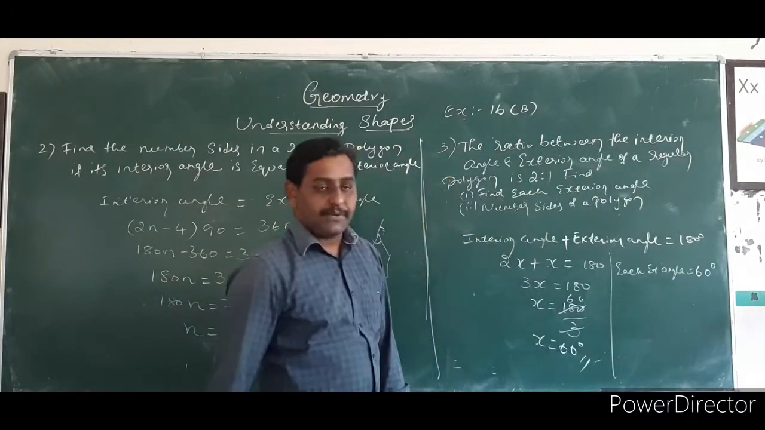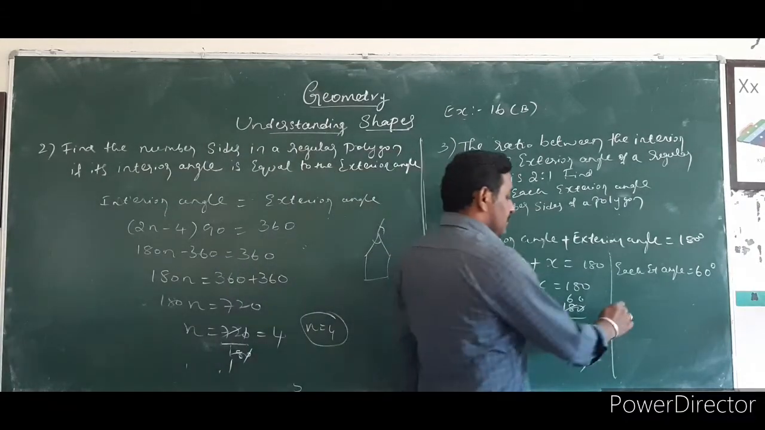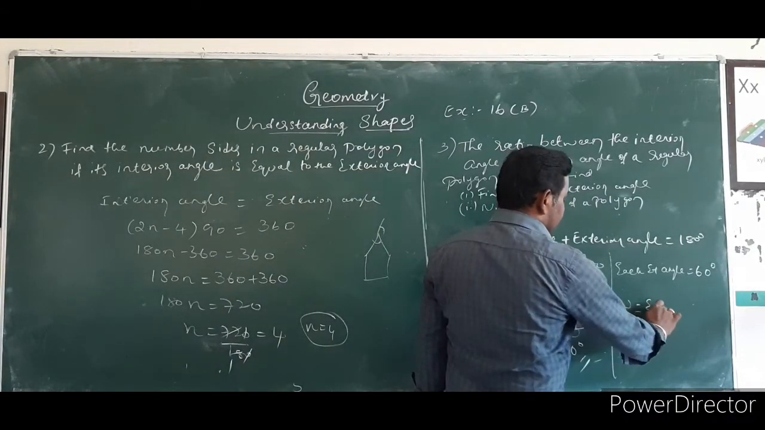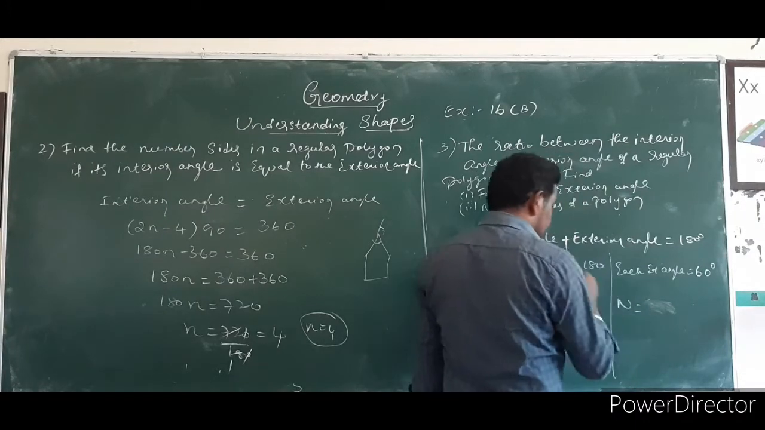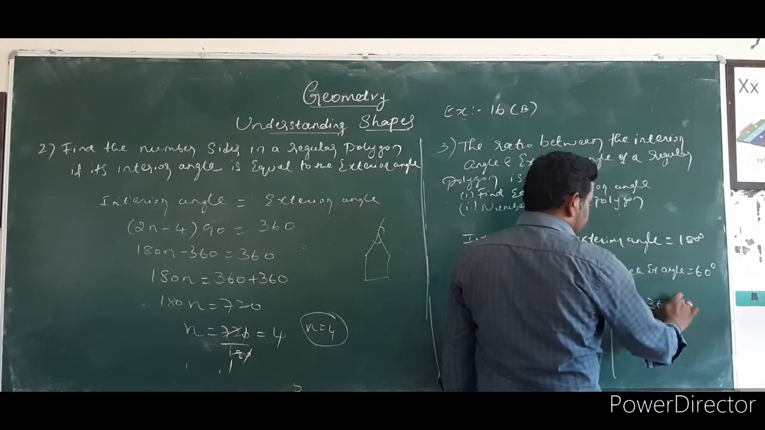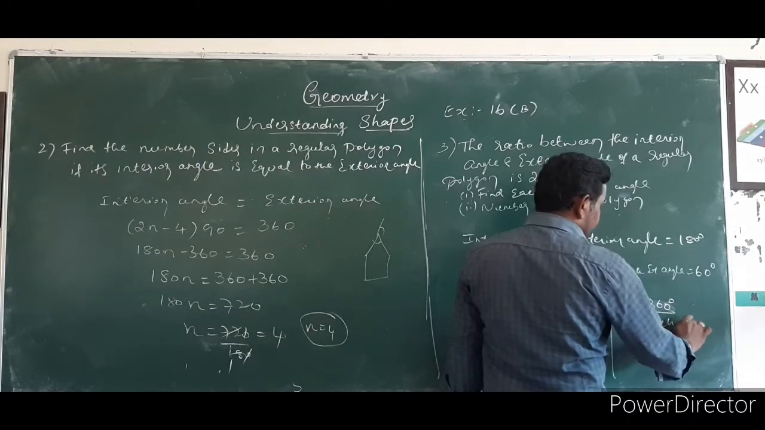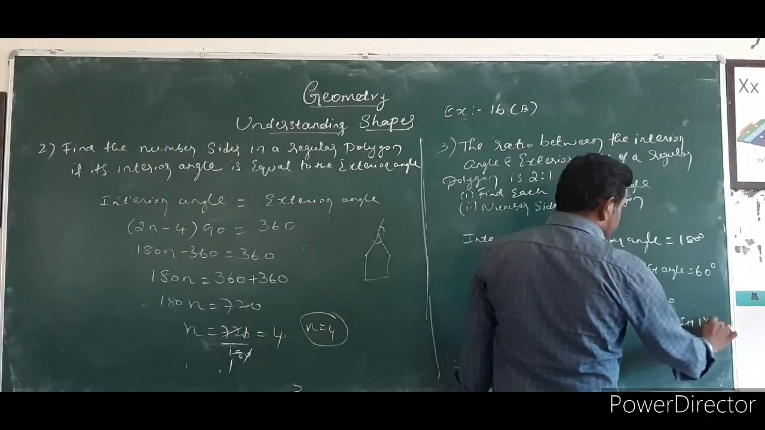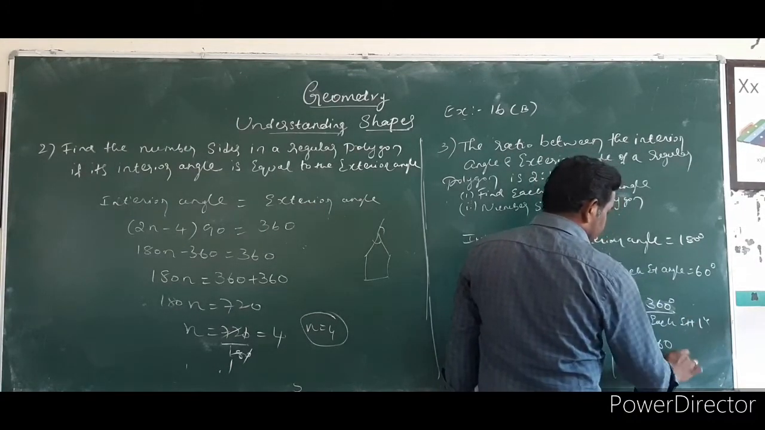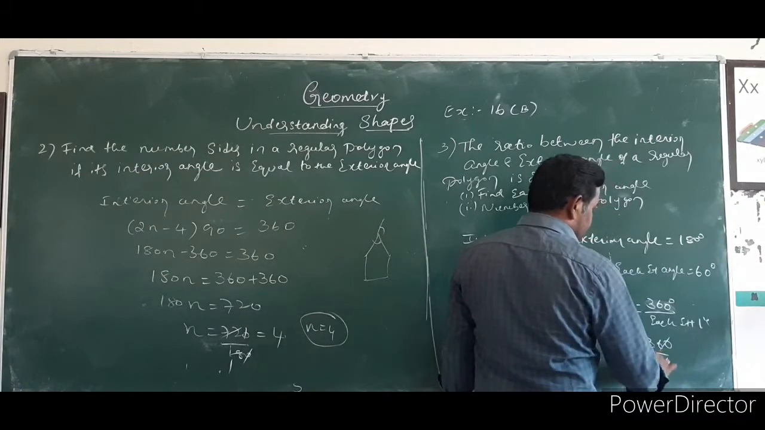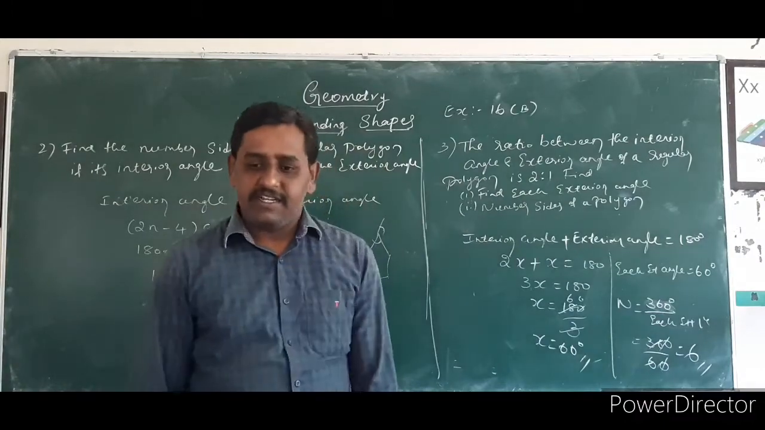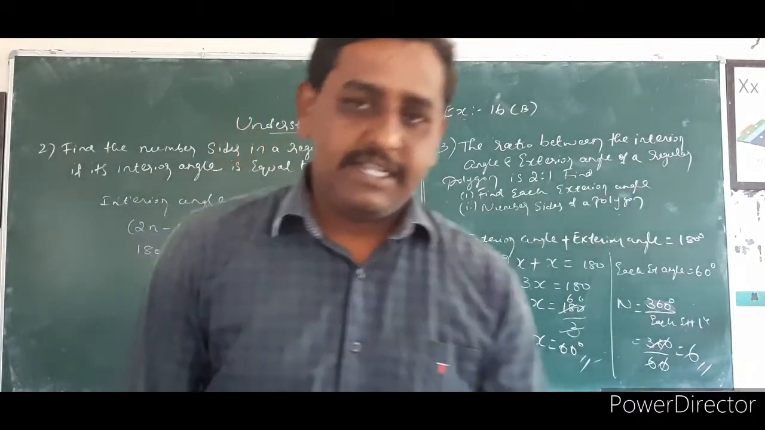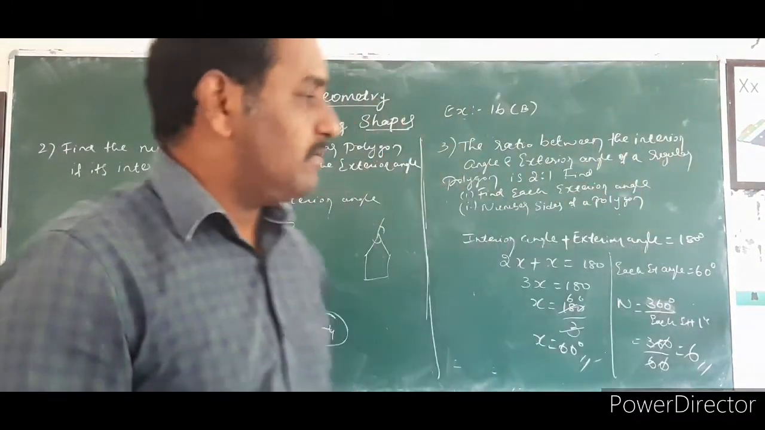Next, what we have to find out? The number of sides. Number of sides is equal to 360 degrees divided by each exterior angle. That is 360 divided by 60. 0 0 get cancelled, 6. What is the number of sides here? 6. So we can easily solve problems like this.